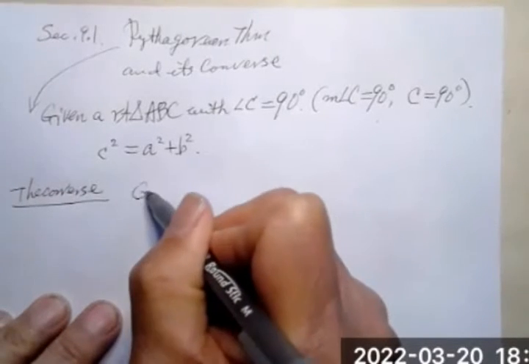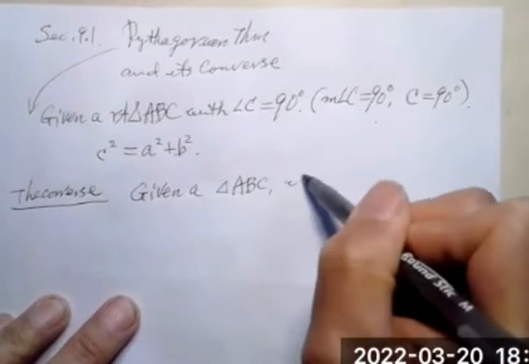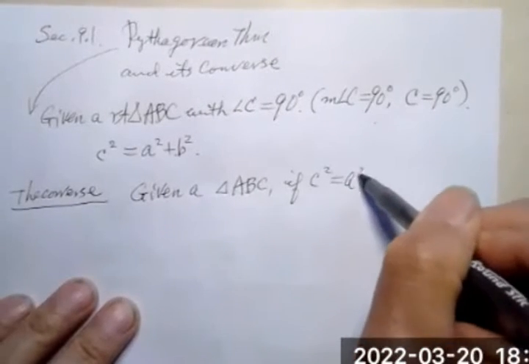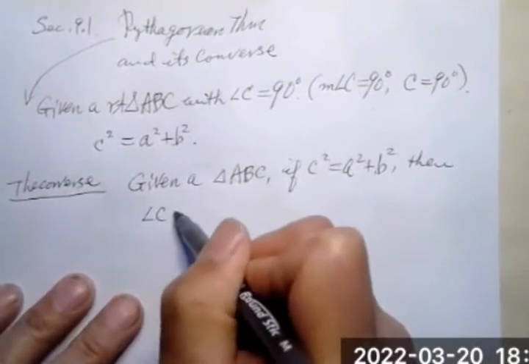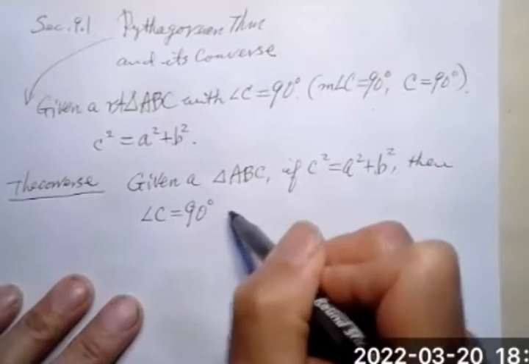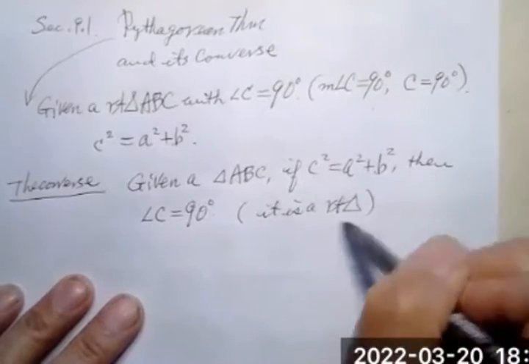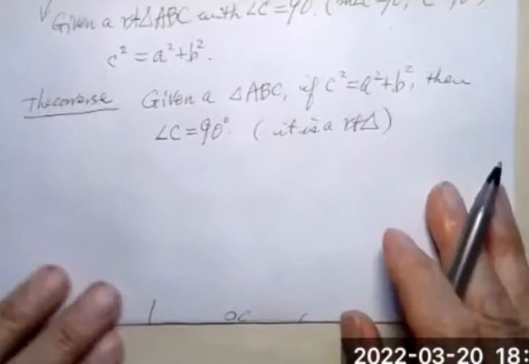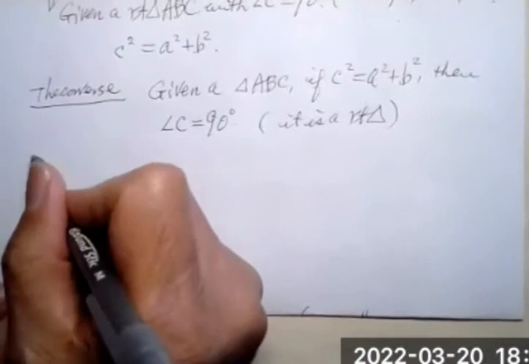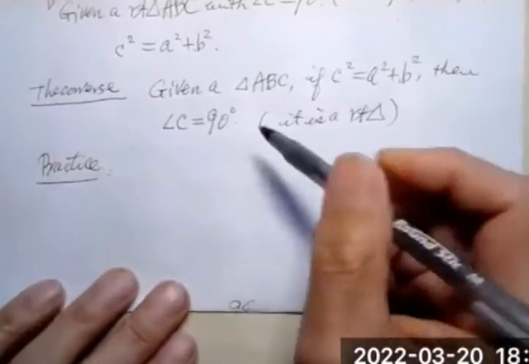says, given a triangle, say ABC, if c squared equals a squared plus b squared, then angle C equals 90 degrees. Well, certainly it is a right triangle, and the angle is 90 degrees. This needs some calculations. I assume you know it, so I will do a problem.